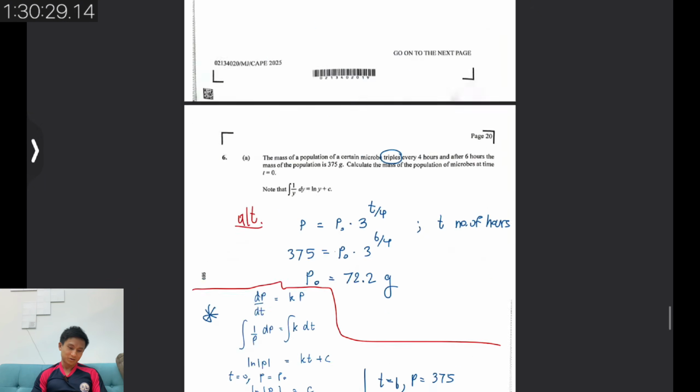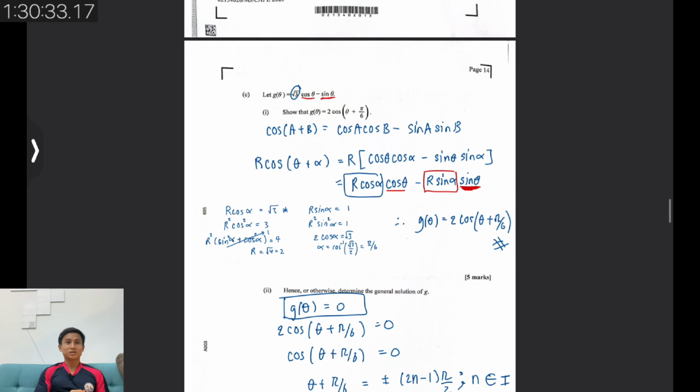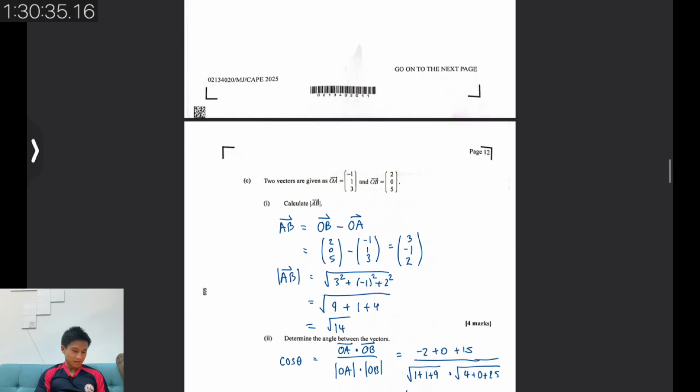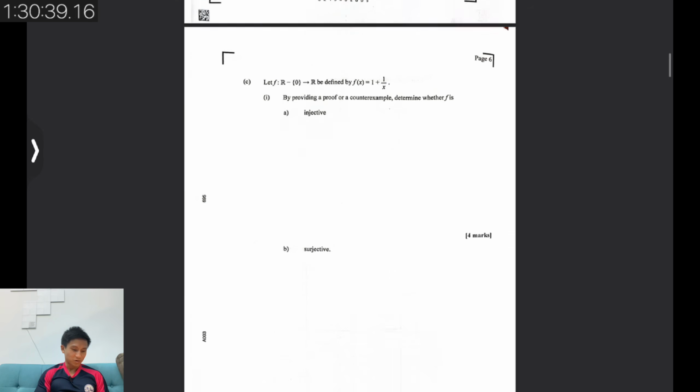Oh, that's the end of the paper. Alright, so that's the end of this paper, and now I think I will need to check about the questions that I skipped or not sure about, and I'll be back.